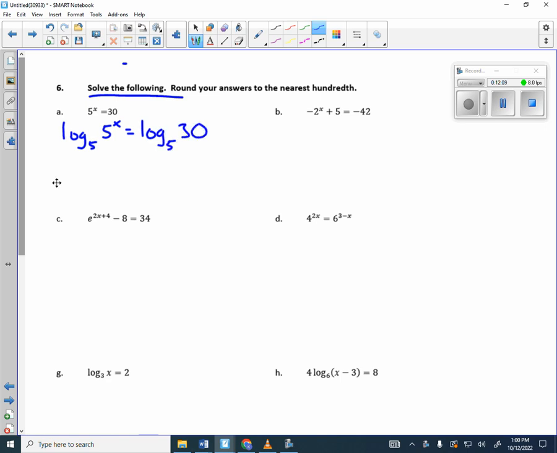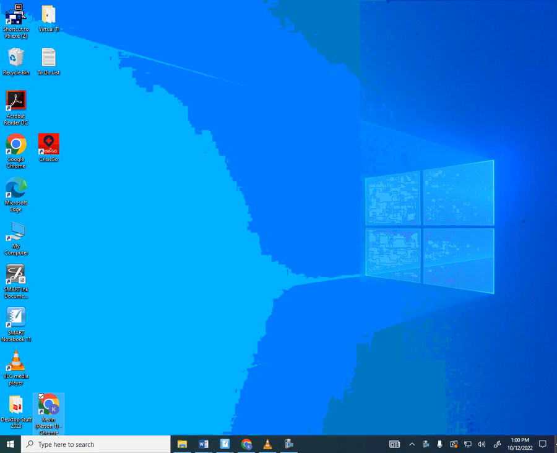Okay, so in order to get rid of a base, you use a logarithm. And those are what we call inverse operations. So we're going to operate log base 5 on each side. And what happens is this goes away. What are you left with? X is equal to, do you remember how to evaluate log base 5 of 30 on your calculator? Then take out your calculator.